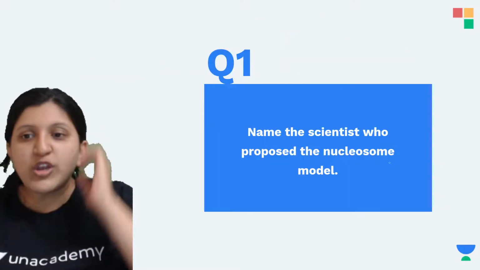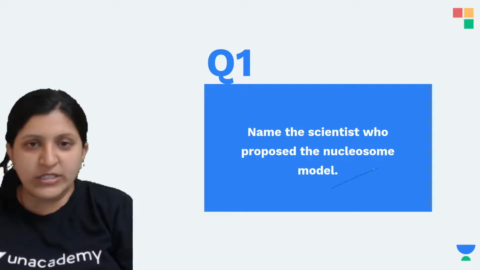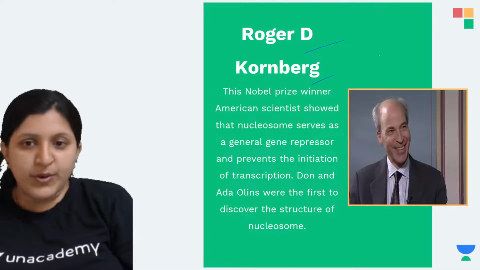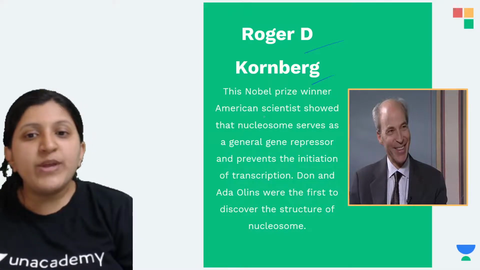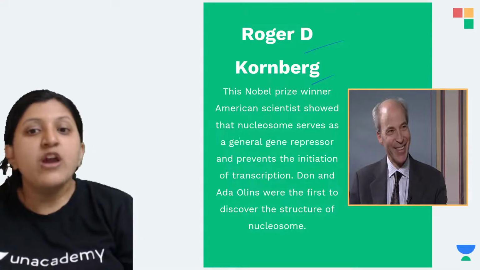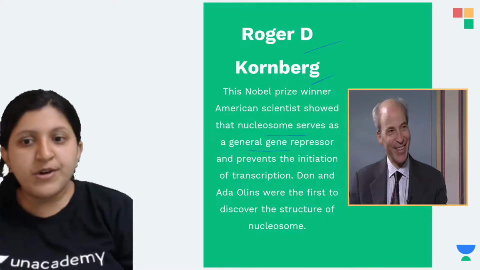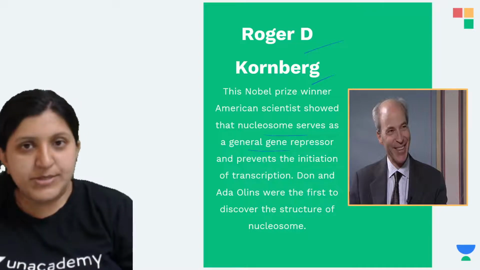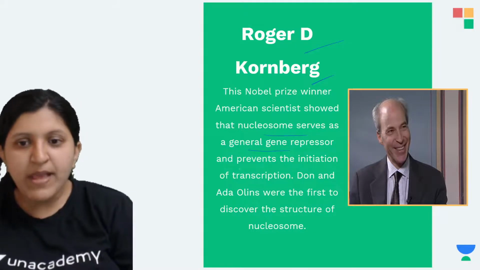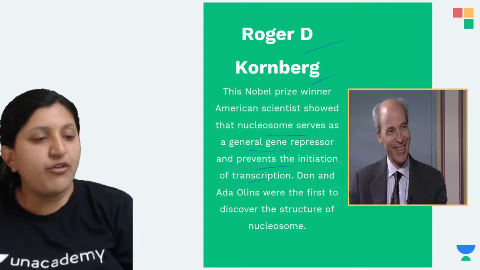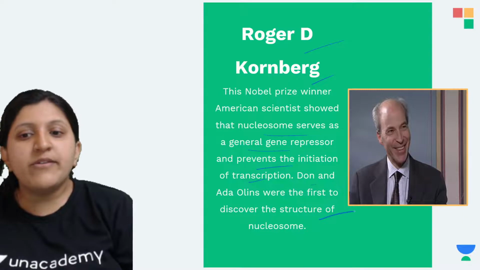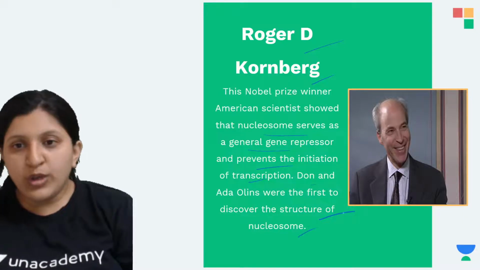Name the scientist who proposed the nucleosome model. Who is that scientist? It is Roger D. Kornberg. The Nobel Prize winning American scientist showed that the nucleosome serves as the general gene repressor, basically with respect to transcription, that is DNA to RNA synthesis, and prevents the initiation of transcription. Don and Ada Olins were the first to discover the structure of a nucleosome.